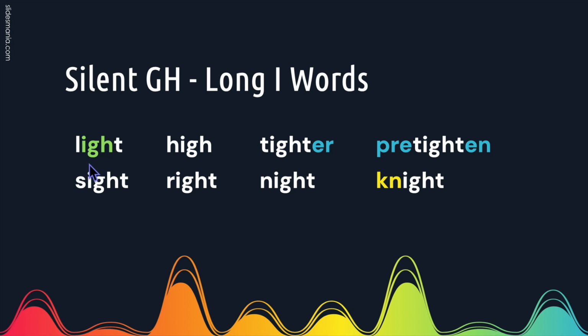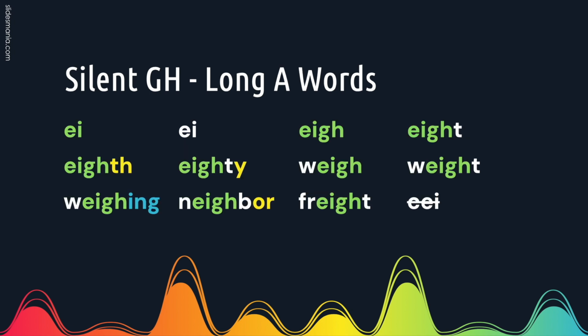One of the common letter combinations with a GH is IGH, which has the long I sound. So light, high. We can add suffixes and prefixes and it doesn't change anything. We will still have a long I sound. Tighter, pre-tighten, sight, right, night. KN has a silent K, so this word is also night. This night means the opposite of day. This knight is somebody who rode around on a horse to fight long ago.